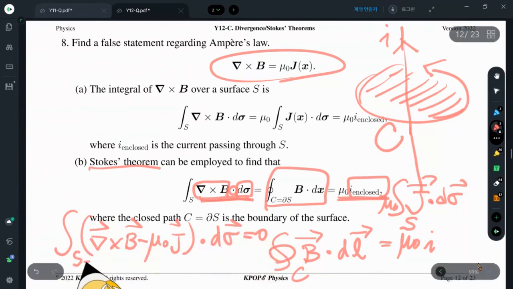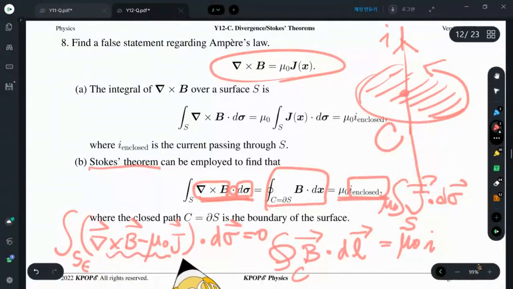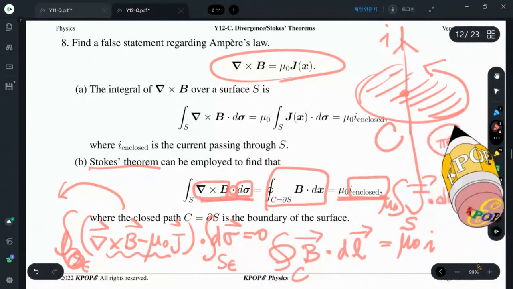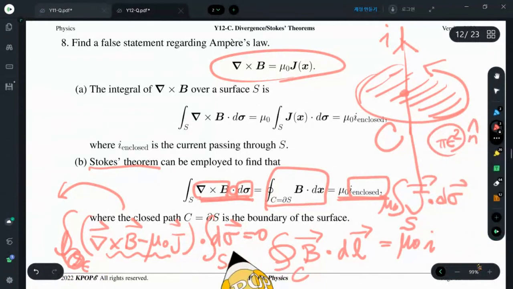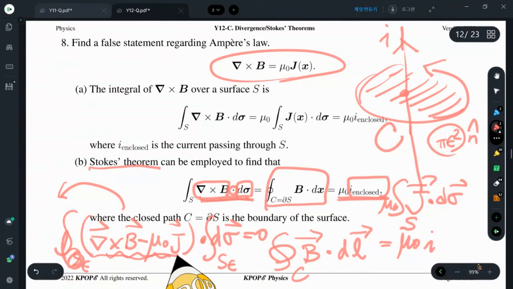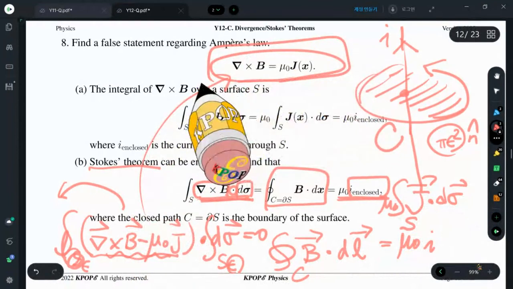We shrink this surface into a very tiny surface, then the integrand will become constant. We can factor out this integrand, then the surface vector is a tiny pi epsilon squared area and a unit vector. So in that case, this one is always 0, therefore this one must be 0 in the limit epsilon goes to 0. Therefore, we finally obtain the differential form of Ampere's law.